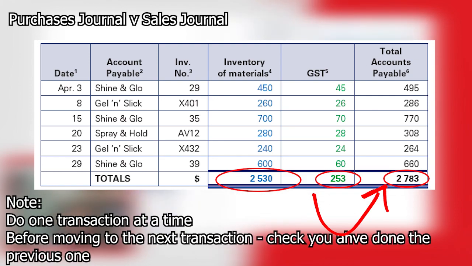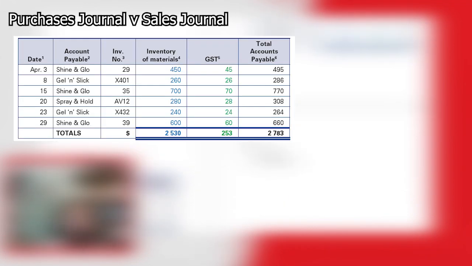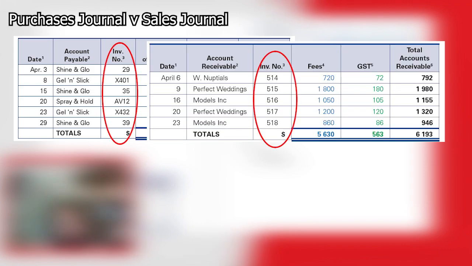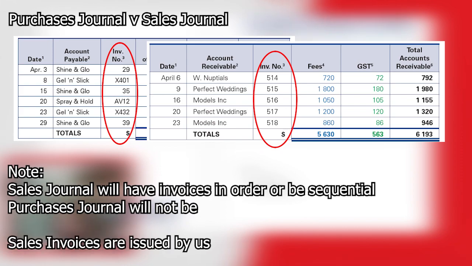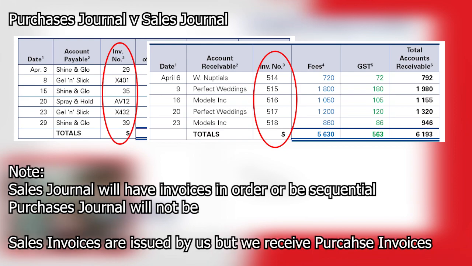Now, let's compare both the sales journal and the purchases journal, because we both know they use invoices, but how do we know the difference? Quite simply, if we look at the sales journal, in particular the invoice column, we see invoices are in sequential order. That's because we're issuing those. Whereas for the purchases journal, we are receiving them and we have multiple suppliers. So that means different source documents. So it's just being aware of that.